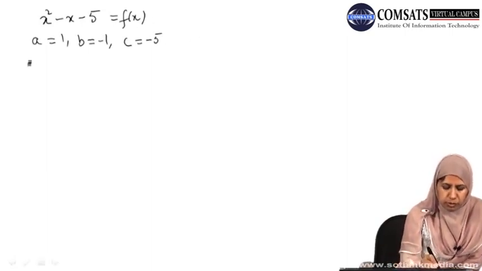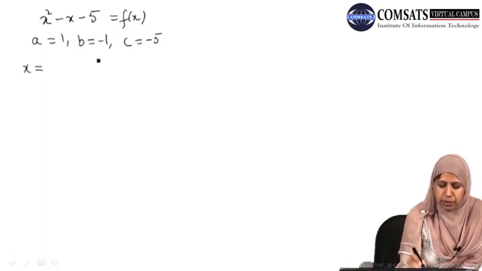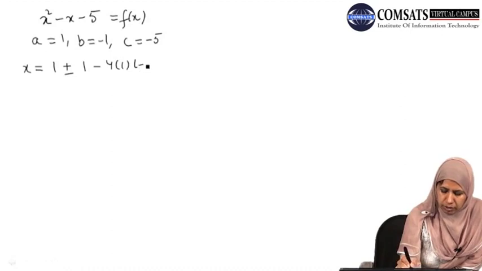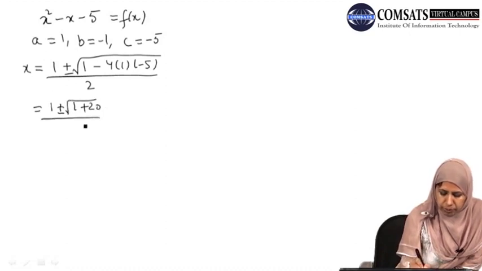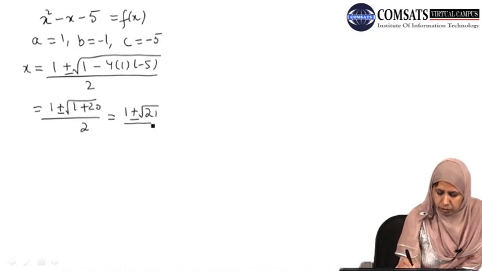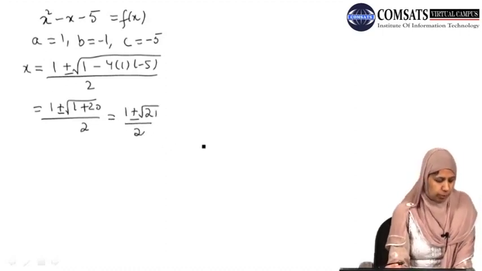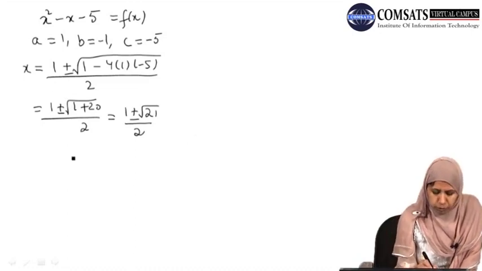By putting the values in our quadratic formula, we obtain x is equal to minus b, b is also negative, so 1, plus minus square root of b squared minus 4ac, divided by 2 times a, which is 1, and by simplifying we obtain 1 plus minus square root of 21 over 2. So basically we obtain two roots.